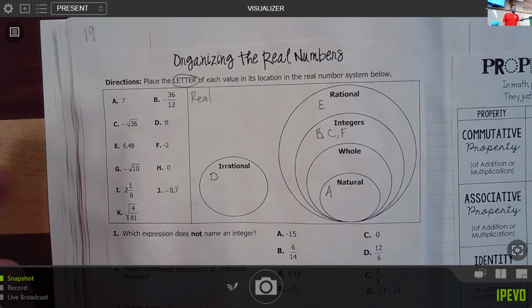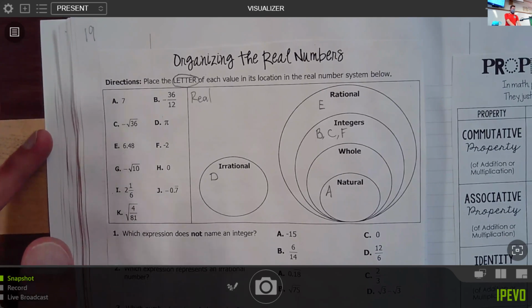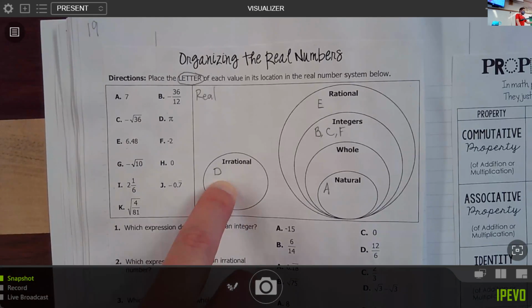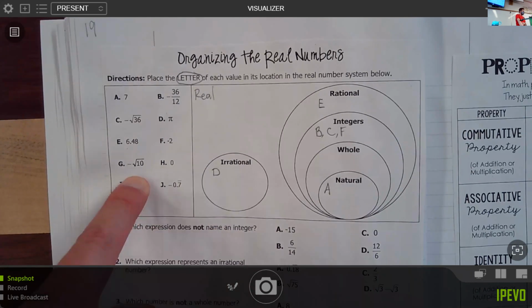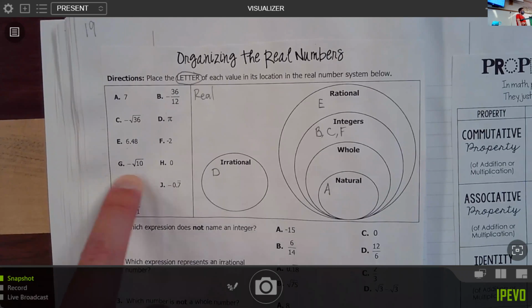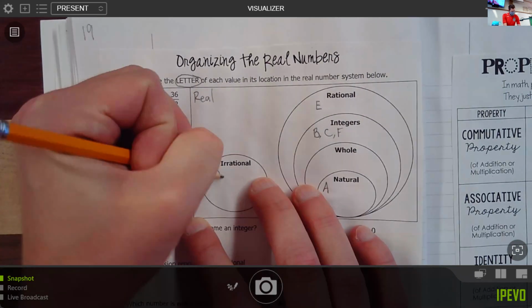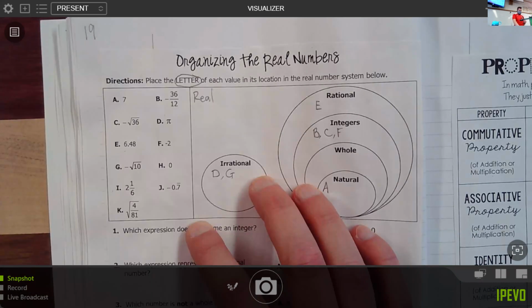What number multiplies by itself to equal 10? Do we know? Do you know it off the top of your head? If the answer is no, then it's probably irrational because 3 times 3 is 9, right? The next whole number that multiplies by itself is 4 times 4, which is 16, which is a lot bigger than 10. So that means that this is somewhere in between 3 and 4. And since we don't know what it is, it's going to be irrational. So G is irrational.